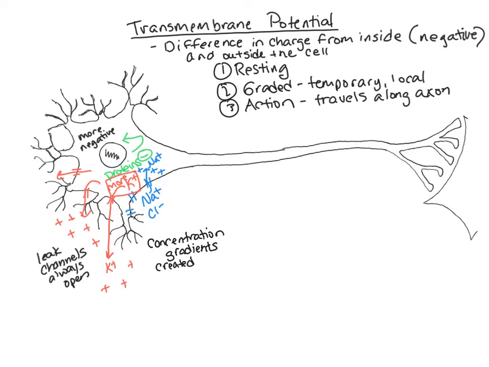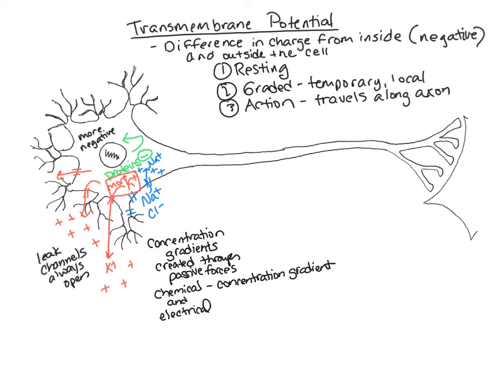Now, this concentration gradient is actually created through passive forces that act across the membrane. And these passive forces are both chemical and electrical in nature. With the chemical gradient, it's that rate of diffusion that I talked about. So because the inside of the cell has a higher concentration of potassium than the outside of the cell, potassium tends to move out of the cell. And because the concentration of sodium is higher outside the cell in the extracellular fluid than it is inside the cell, sodium is driven into the cell.